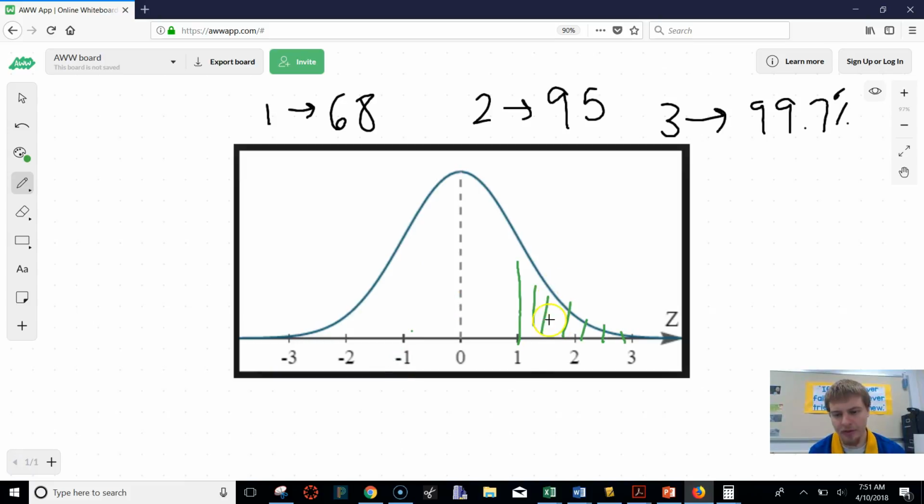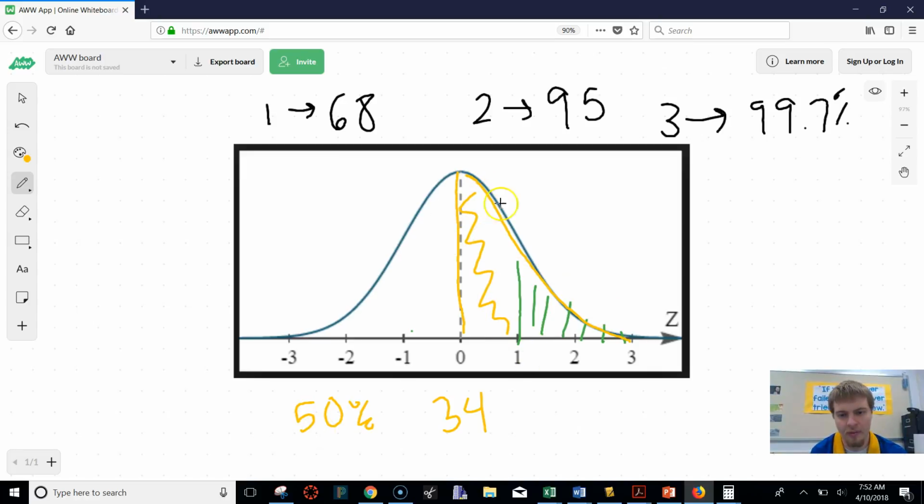Let's say I want to find this area. So I want to find 1 and above. Well, we don't have really any of the rules that tell us how much it is above, but I know that from here to the end, that's 50%. And we actually know what this portion is here, because that's from 0 to 1, and that's half of the 68, so that's 34.